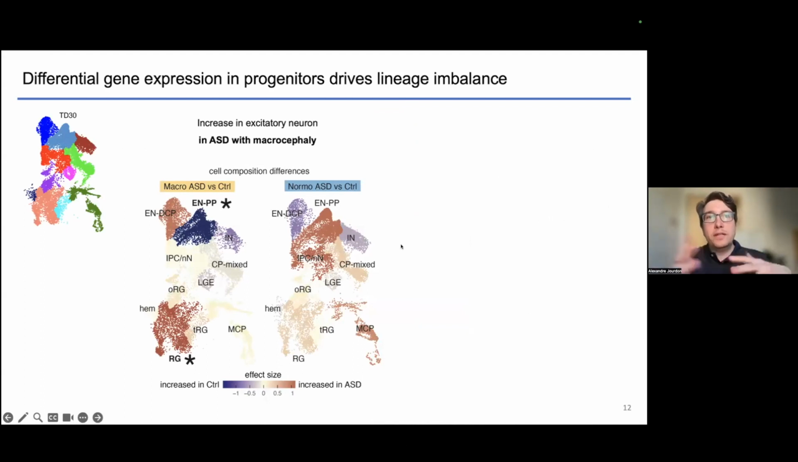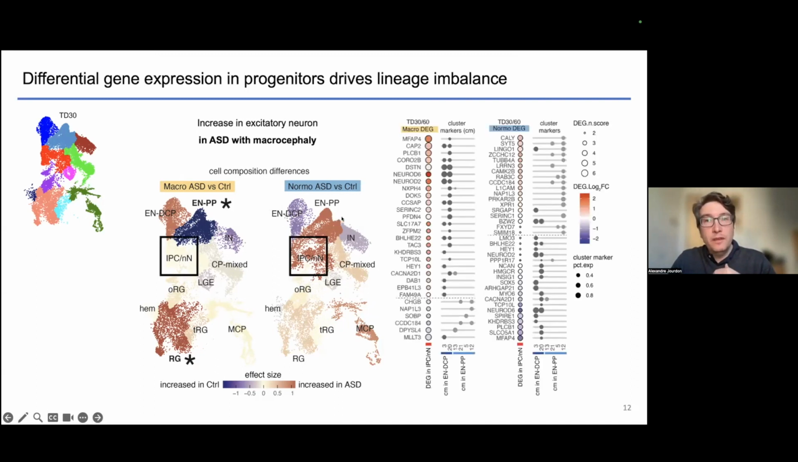So one thing that corresponds with this differential expression is that when you look at the cell types and compare cell compositions between the proband and the controls, you see in macrocephalic a decrease in, for example, excitatory neurons of the preplates and an increase in excitatory neurons of the cortical plates, something that is reverted in the progenitors of normocephalic individuals. And of course, you can link this change in cell compositions with the gene expression.